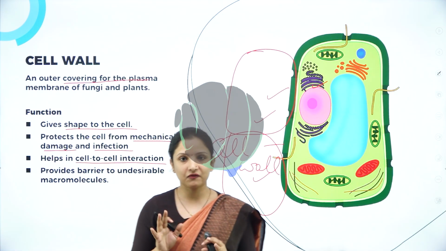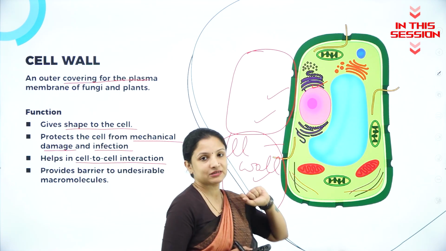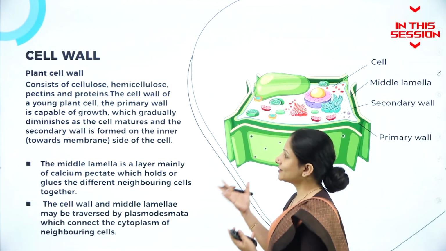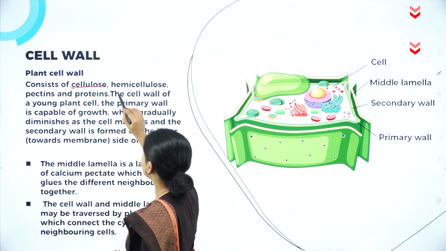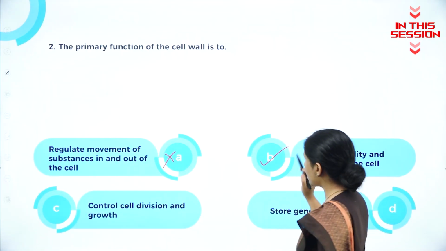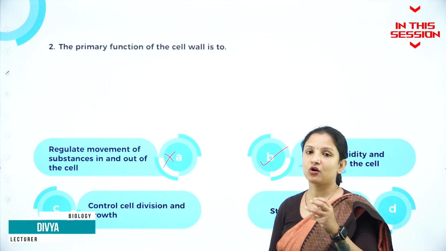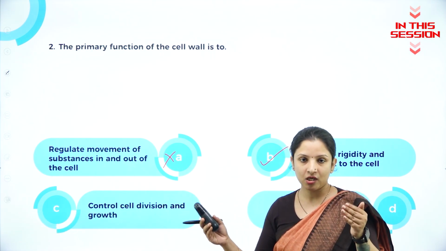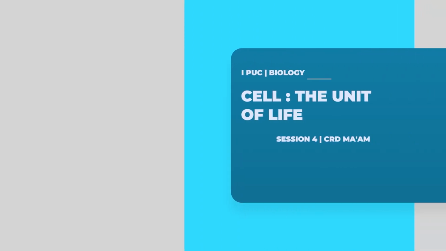The cell wall is very important because transport of substances has to take place from this cell to the neighboring cell and all that. For that cell to cell interaction, cell wall is very important. What is the plant cell wall made up of? Plant cell wall is also made up of cellulose. They have hemicellulose, pectins, and they have proteins. The main function of the cell wall is to provide rigidity and support to the cell, because it forms the outermost covering, therefore it is quite rigid and it maintains the proper shape of the cell, supporting the cell.